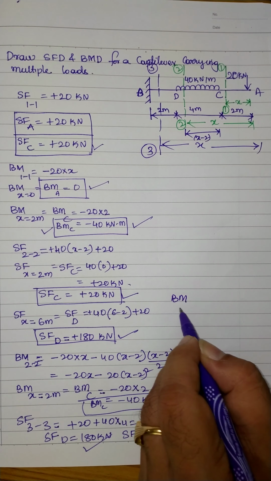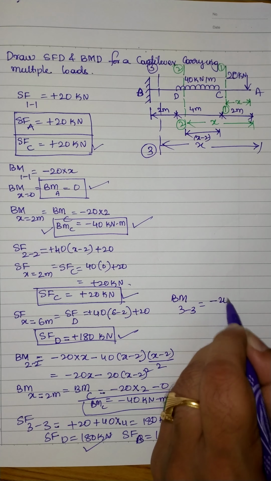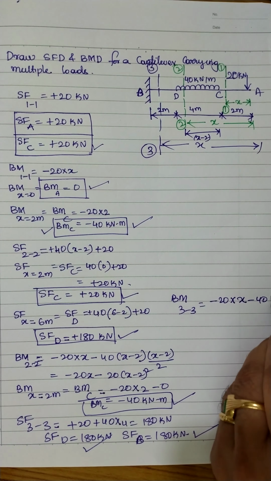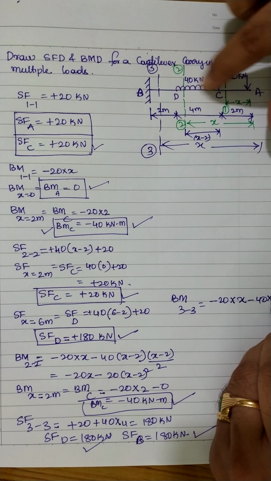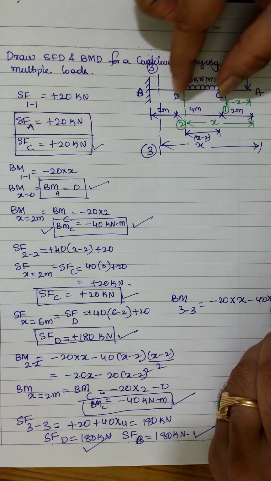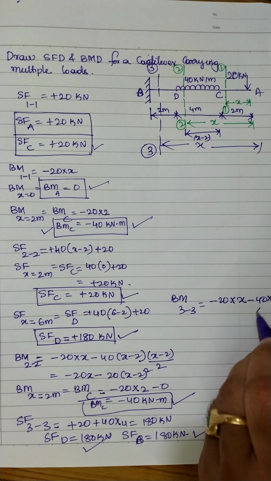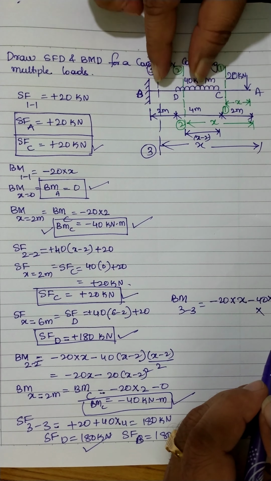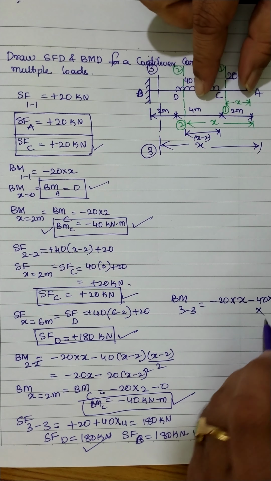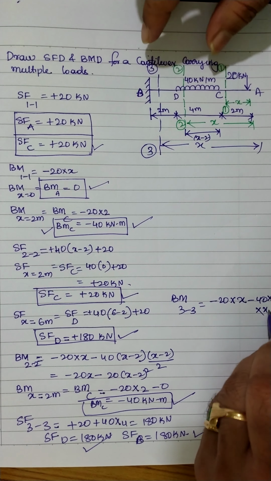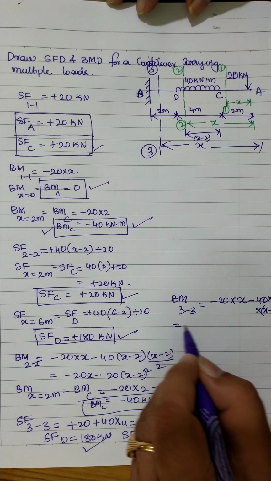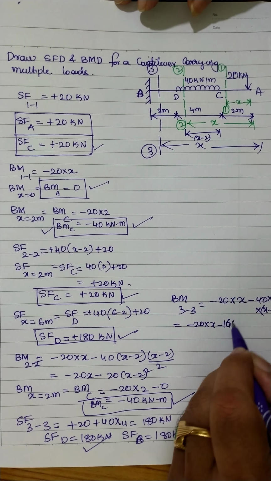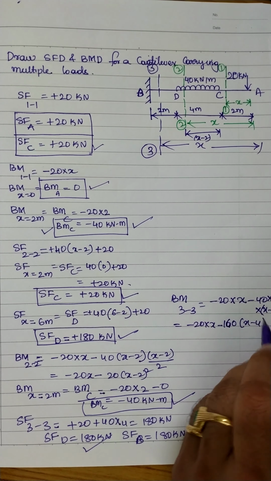Bending moment at any section 3-3 will be equal to minus 20 multiplied by x, minus 40 multiplied by this distance over here, which is 4 meter, multiplied by, at what distance is it located again? Half of this distance, right? That means 2 plus 2, 4 meter, so (x minus 4). So I'm writing down the equation again: minus 20 into x minus 160 multiplied by (x minus 4).